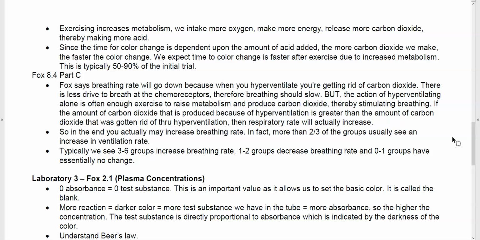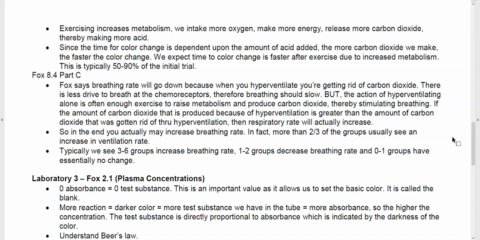So if you exercise harder, you're going to increase your metabolism. You're going to increase the amount of CO2 that you blow off. And so after exercise, we expect that time to color change to be about 50 or up to 90% of what it was originally. It depends on a lot of different factors, but it almost always works pretty well.